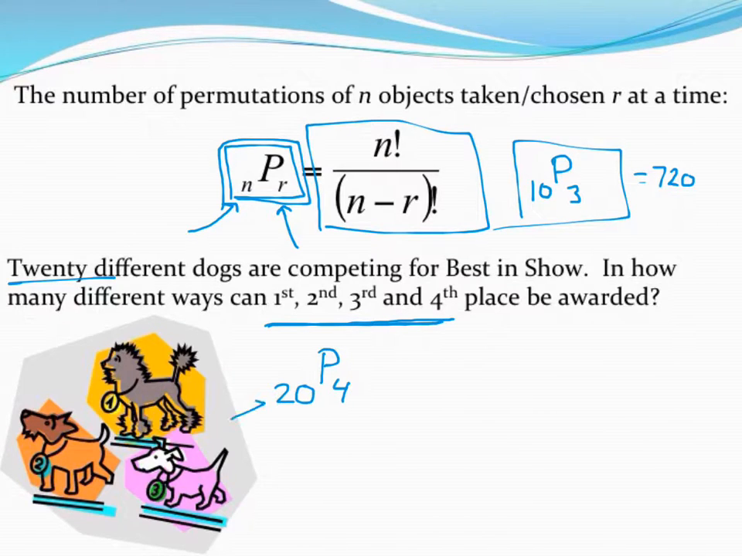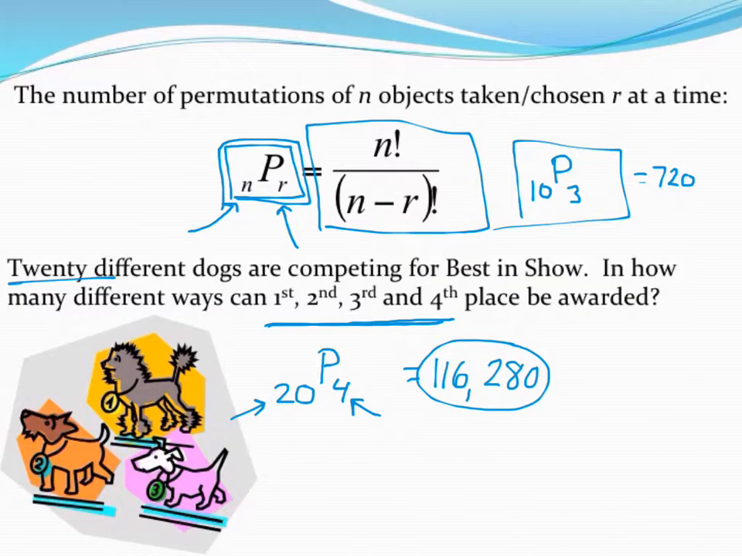So I have 20 options to pick from. I care about finding 4 of those options. So typing this into my calculator tells me that I've got 116,280 different ways that 20 dogs can finish in first, second, third, and fourth place.